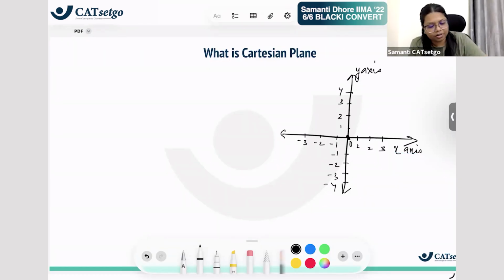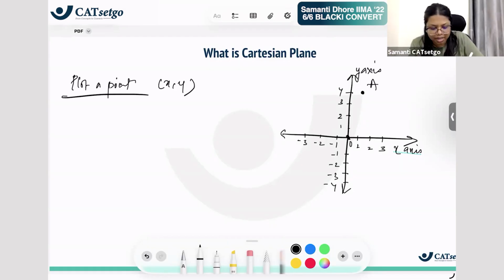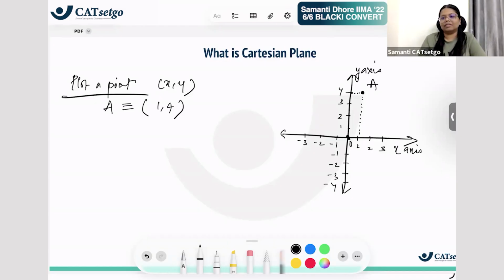How do you plot a point here? On this plane, you plot it as x comma y. Let's say this is a point, and this is where the point is, right? So how do you write this point A? This point A, at x, it is how much? It is 1. At y, it is how much? It is 4. So this point A will be 1, 4. This is how you locate a point on a Cartesian plane, right? Using x comma y coordinates. Fair? This much we know.